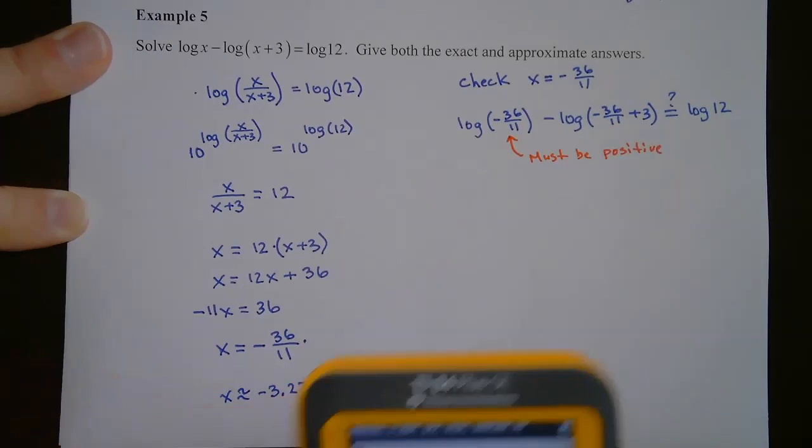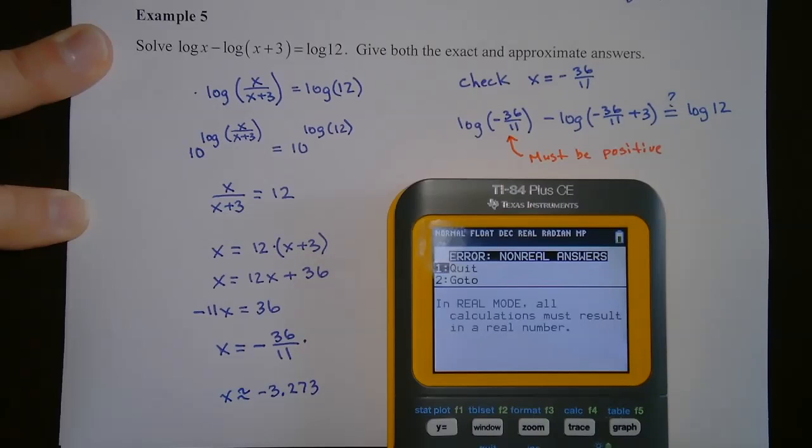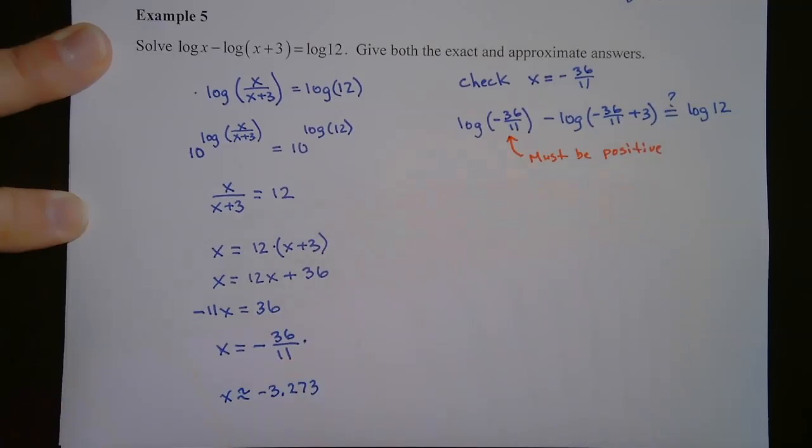So I'll show you my calculator. I'm just going to show you the screen right now. So I'm going to press the log button. The log is right to the left of the number 7. So log of negative 36 over 11, and non-real answer. So it's not going to give us a real number answer.